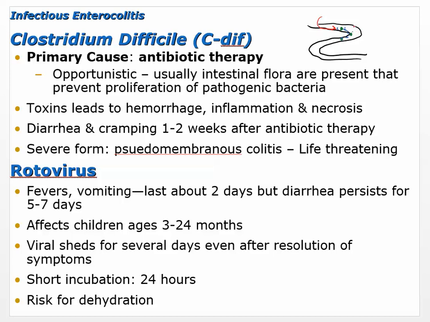And if it kills off enough of the friendly bacteria and leaves behind the C. diff bacteria, then the C. diff will start to proliferate. Okay, so suddenly it's not competing as much anymore, and it can really take off.